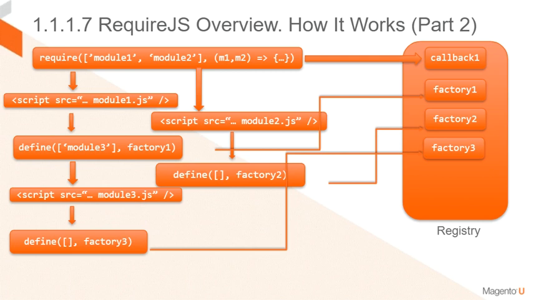Define for Module 1 places the dependency, Module 3, and factory 1 in the queue, and later another function working on timeout, which is not shown in the diagram, generates a script tag for Module 3 and places factory 1 in the registry. At the same time, after Module 2 is loaded, its factory 2 function is also placed in the registry, but not executed immediately. Let's continue on the next slide.